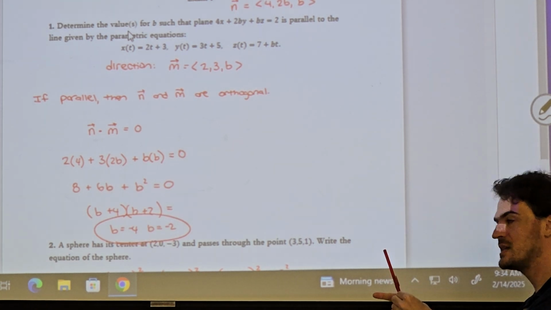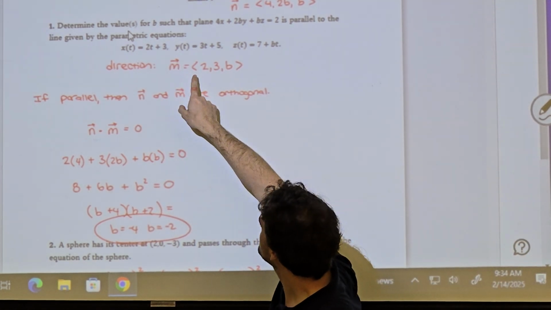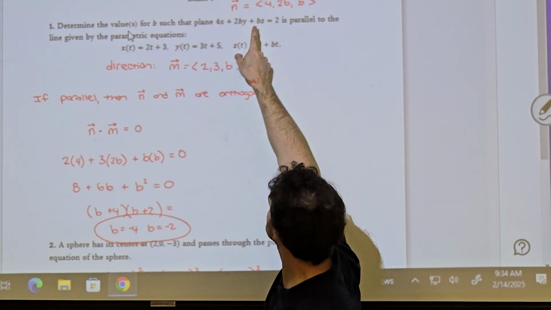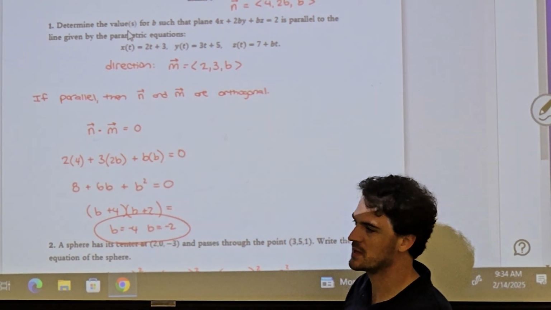If two vectors are perpendicular, then the dot product equals 0. So you would have found the dot product of your direction vector and your normal vector, set it equal to 0, and solve for B.